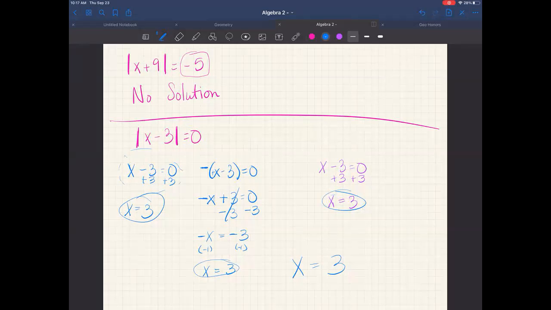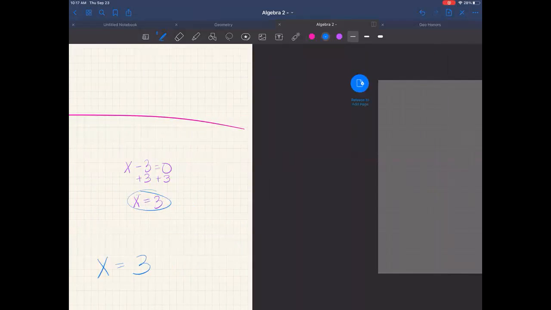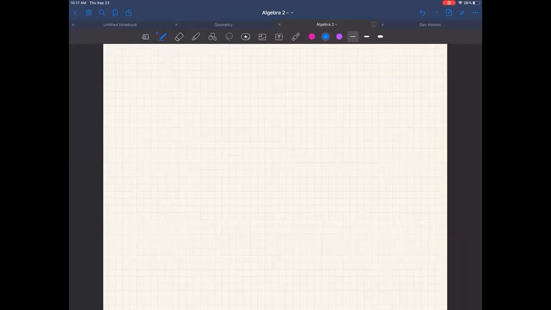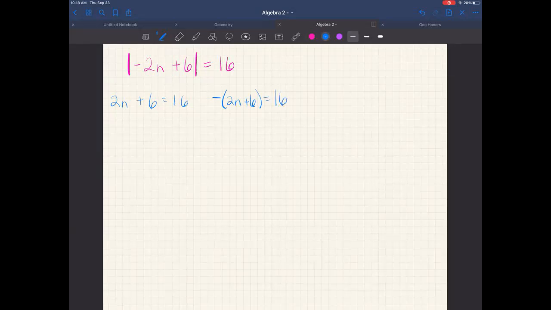So moving on, we have yet another, I think this might be our last one because class is almost over. So we have the absolute value of negative 2n plus 6 equals 16. So again, 2n plus 6 equals 16, and then a negative 2n plus 6 equals 16. And then the book way is both of them, just one is equal to positive 16, one is equal to a negative 16.